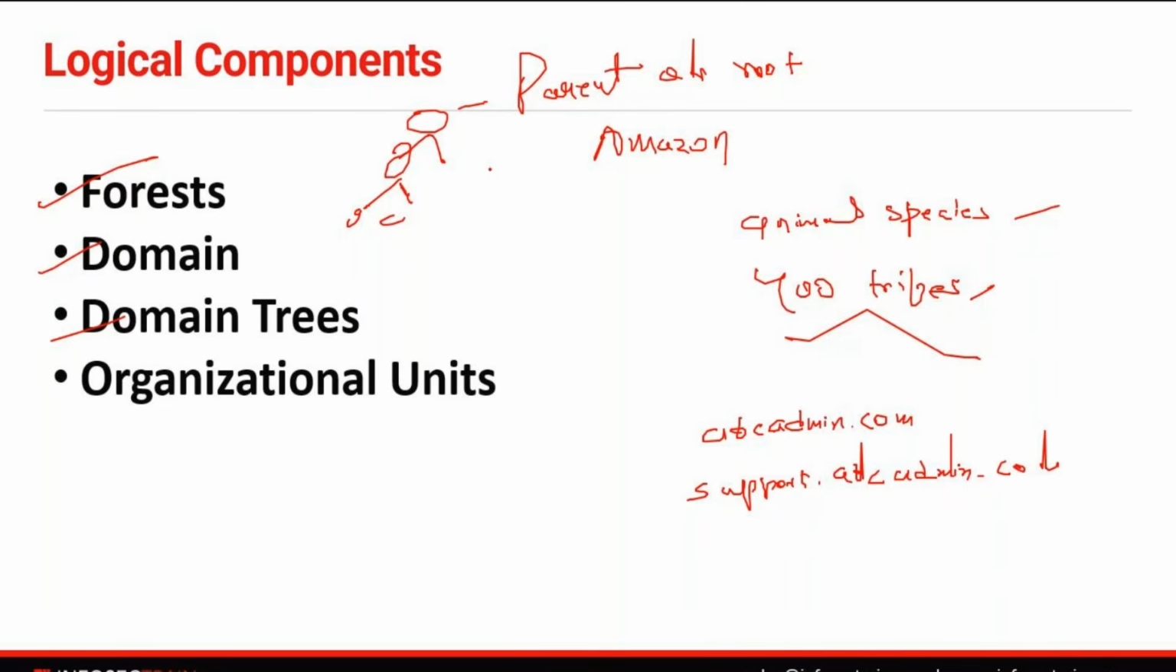So forest is something which can contain multiple domains or domain trees, right? Then we have domain. So a domain is basically an organizational boundary where your objects are stored, right? So if I'm saying abcadmin.com is the forest, or the domain, then I created a domain with the name, let's say, support.abcadmin.com. So support.abcadmin.com will have the users and devices and the permissions of only those users who are working in the support team.